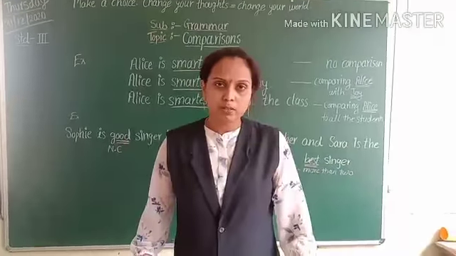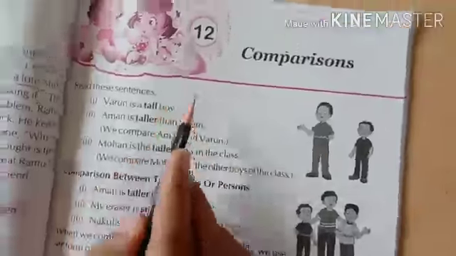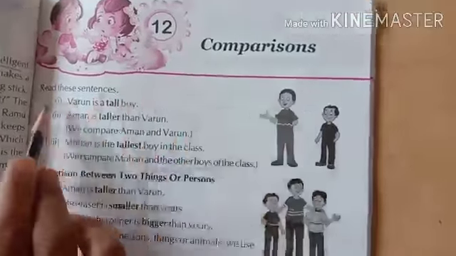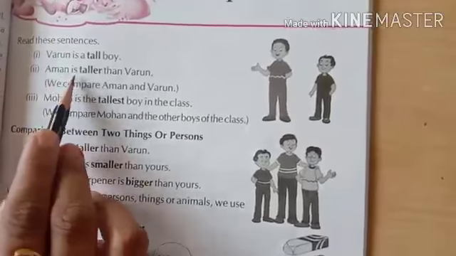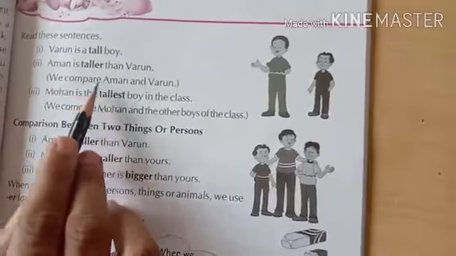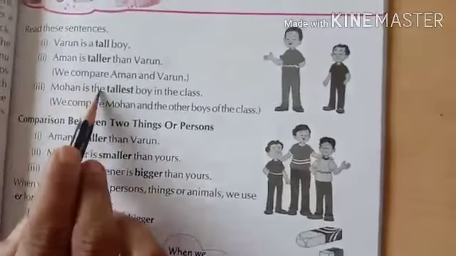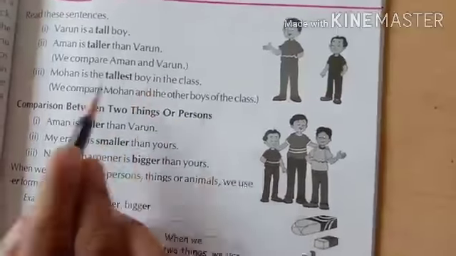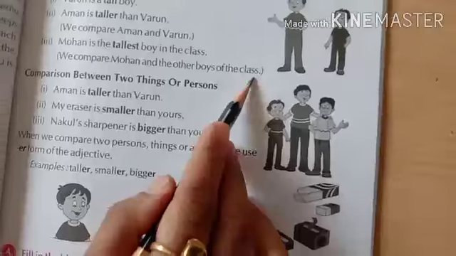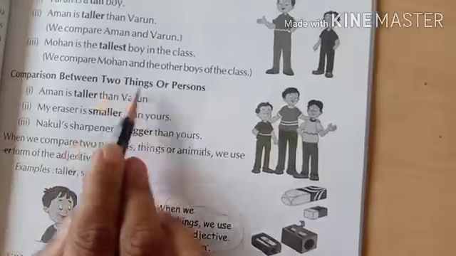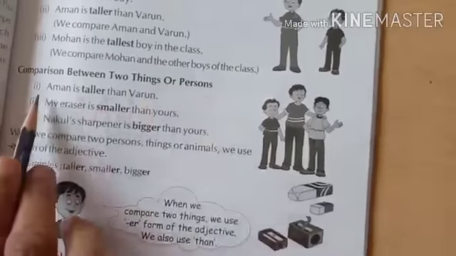Open your page number 35. Topic 12, comparisons. Read these sentences. Varun is a tall boy. Aman is taller than Varun. We compare Aman and Varun. Mohan is the tallest boy in the class. We compare Mohan and the other boys of the class. Comparison between two things or persons.